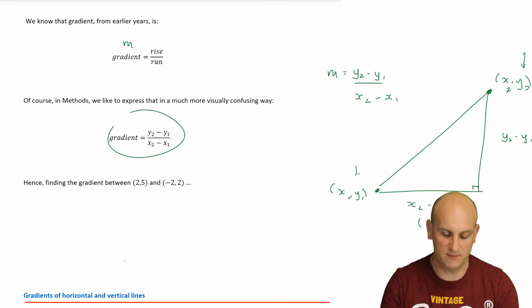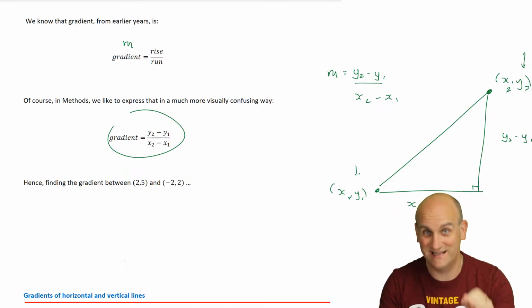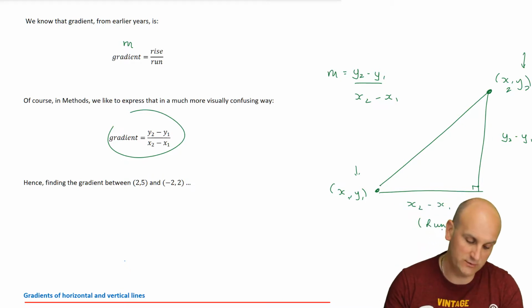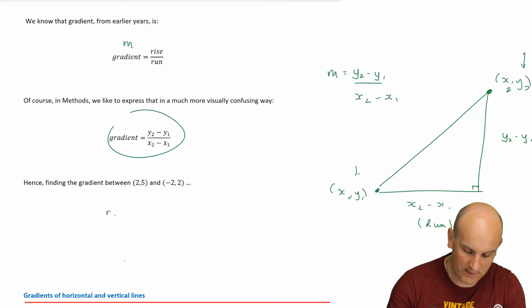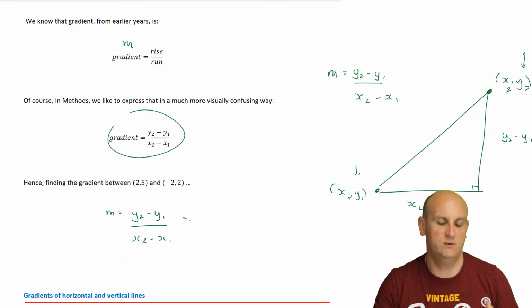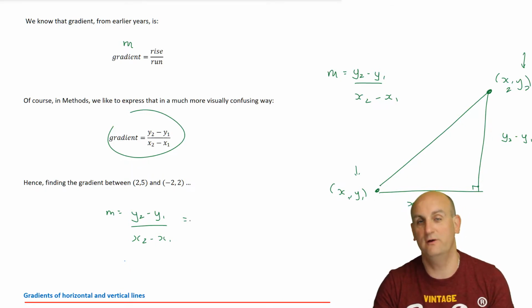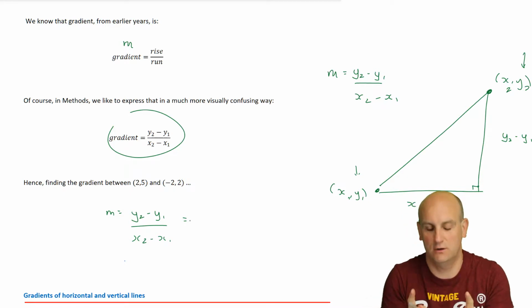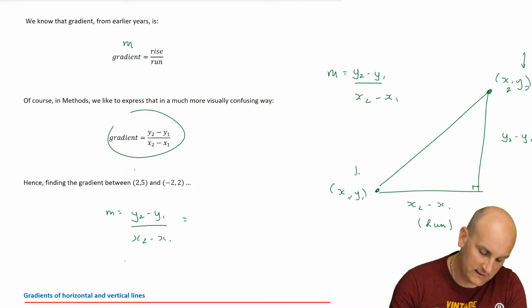Find the gradient between those 2 points. These are the type of questions coming up in a textbook. I know, seriously, this is it. Find the gradient between those 2 points. So using the formula, I'm going to do m is equal to y2 minus y1 over x2 minus x1. Well, I suppose the question now is which of those coordinates is x1, y1, and which one is x2, y2? Well, it doesn't matter so long as you're consistent. So I'm going to say that that's x1, y1, and I'm going to say that that's x2, y2.